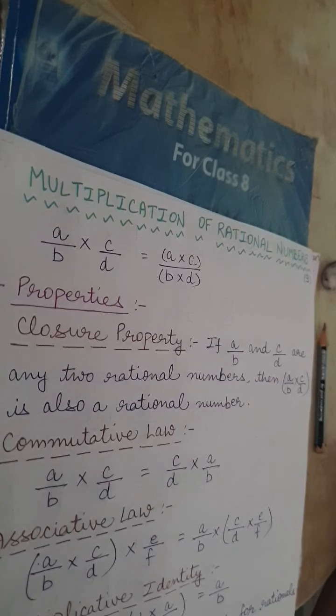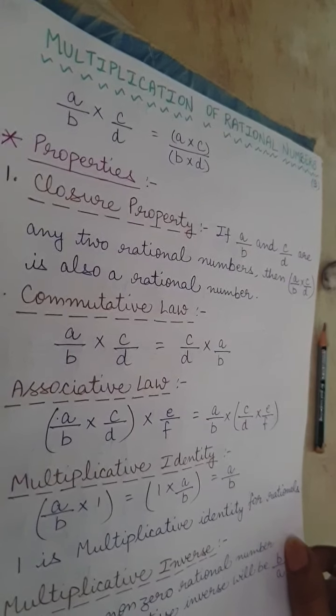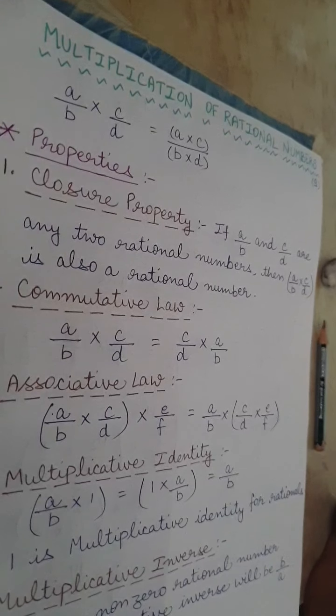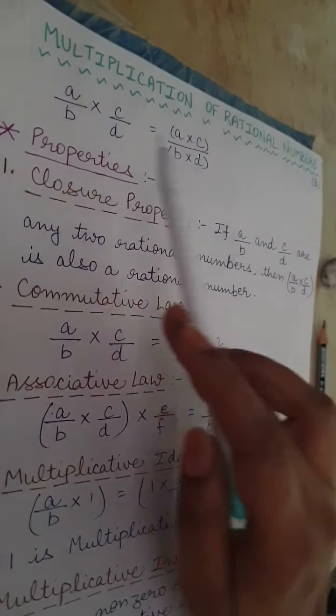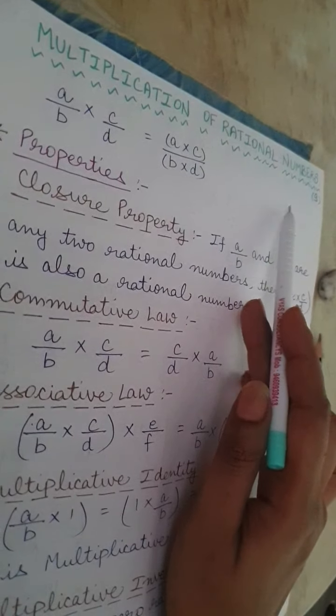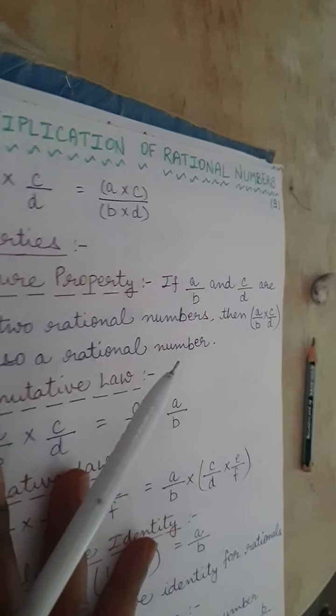In our previous class, we studied our chapter on rational numbers: what rational numbers are, their introduction, then their addition and subtraction, and how rational numbers are represented on a number line. Today we are going to study multiplication of rational numbers. What are we going to study? We are going to study multiplication of rational numbers.